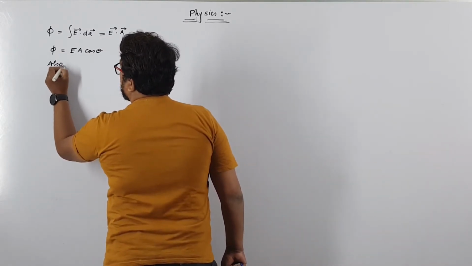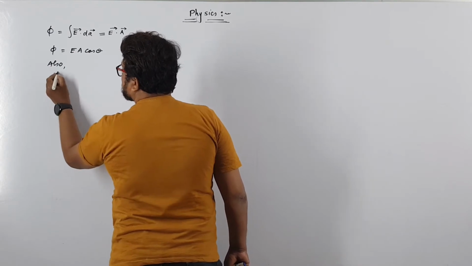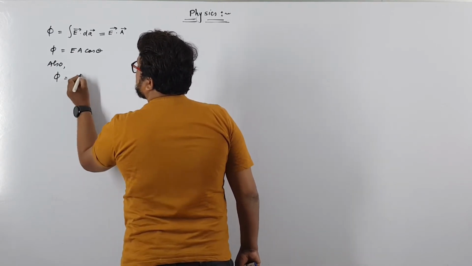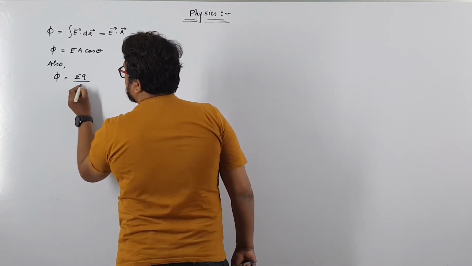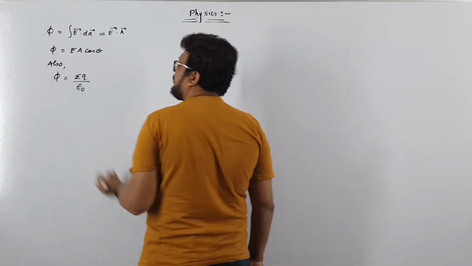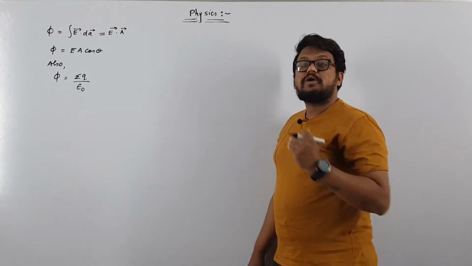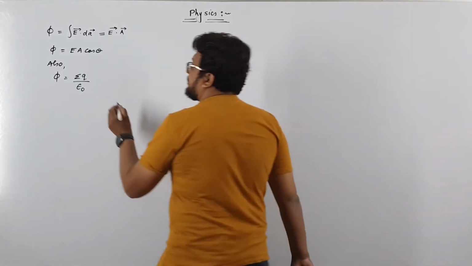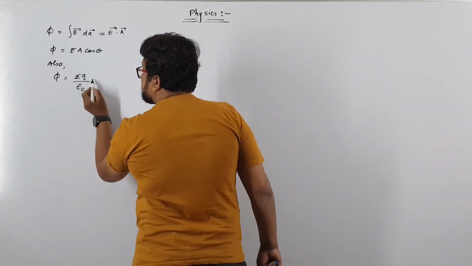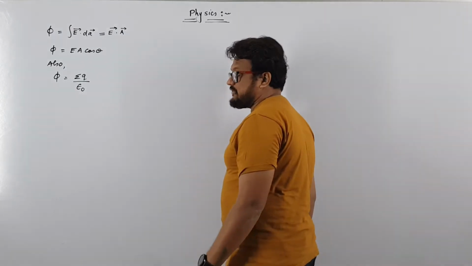Also, according to Gauss theorem, we know that flux phi is net charge sigma q over epsilon naught. You can write net flux is total charge enclosed by closed surface over epsilon naught. Here sigma q is the total charges which are enclosed by closed surface, right?